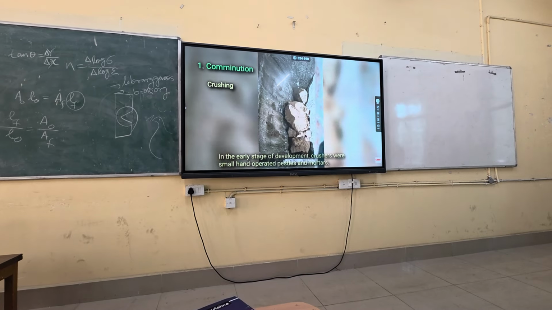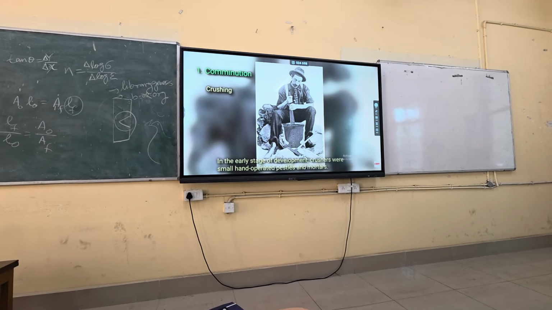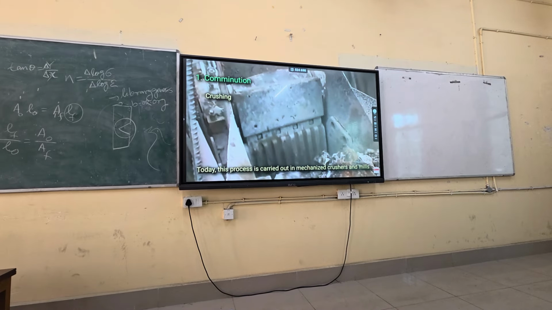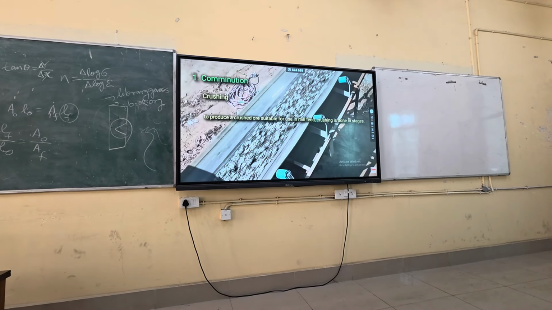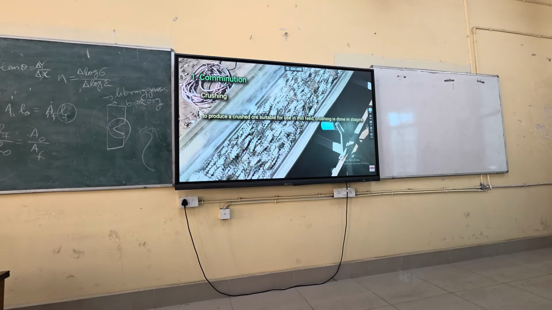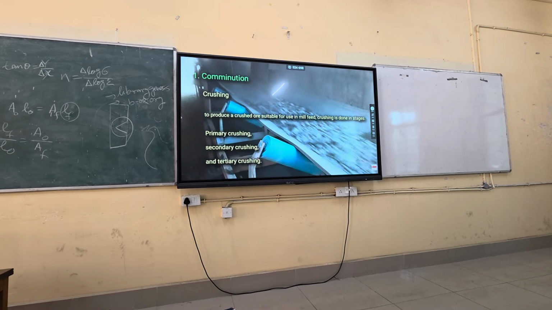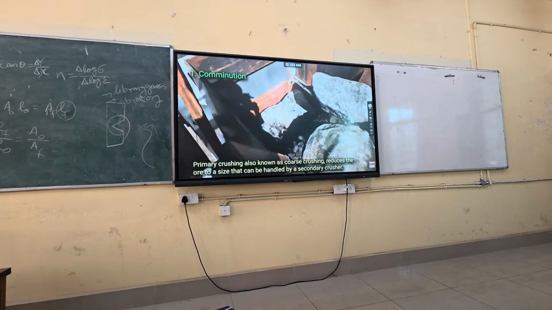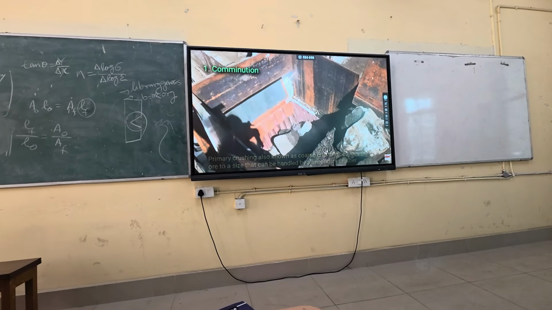This is a jaw crusher. It is a jaw, right? This is called a conveyor belt. The material is transported from one location to another location. So this is again a jaw crusher. This is actually a primary crusher.